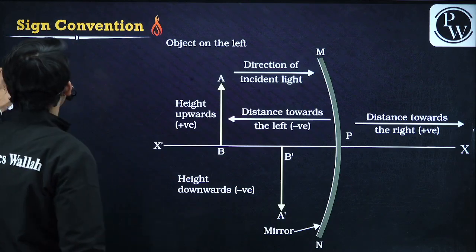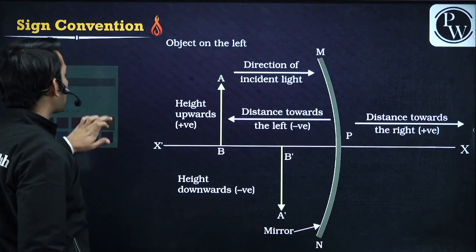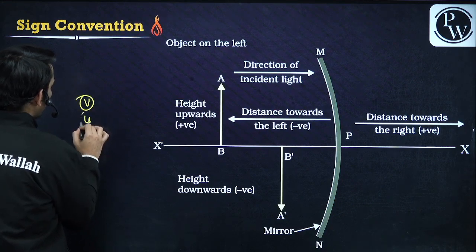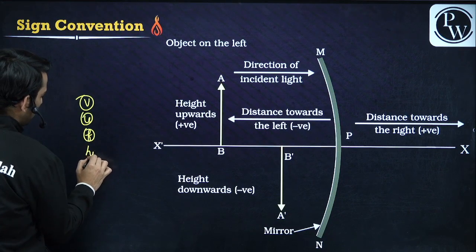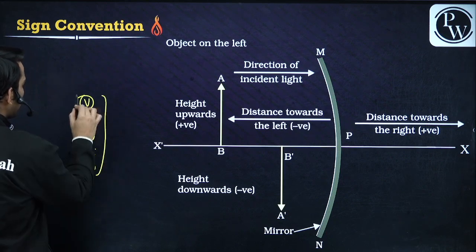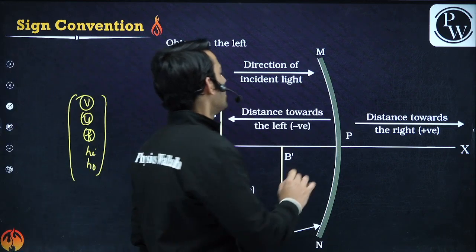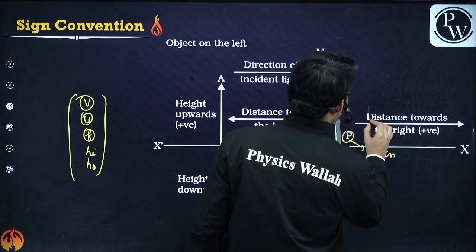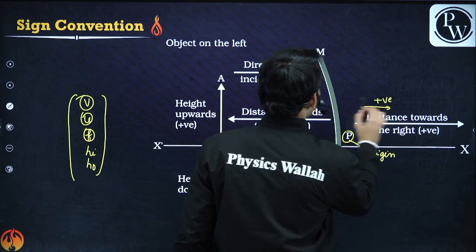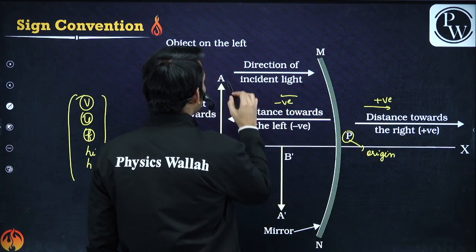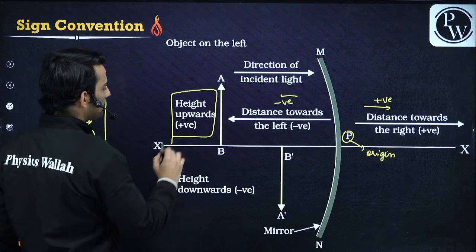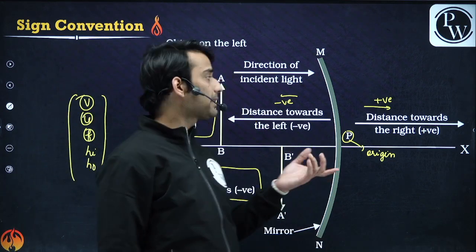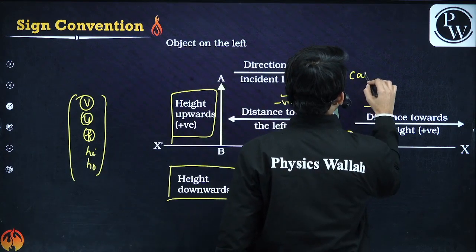Clear? Now next is sign convention, guys. In sign convention, we have many things: image distance, object distance, focal length, image height, object height. These are the five parameters we have to know. The pole is taken as the origin. Distances to the right are positive, distances to the left are negative, distances in the upward direction are positive, distances in the downward direction are negative. Same as the Cartesian XY plane.